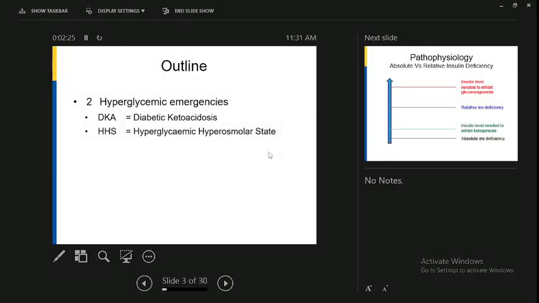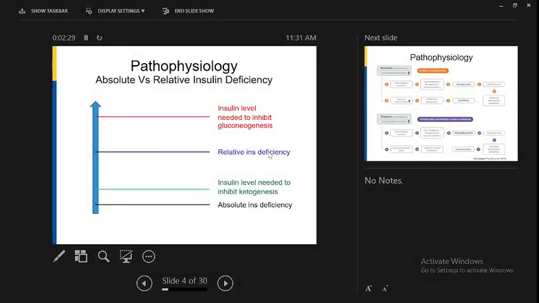First I will be discussing these hyperglycemic emergencies, diabetic ketoacidosis and the hyperglycemic hyperosmolar state. I'll go through the pathophysiology of those two conditions. Before going to that, I would like to discuss absolute versus relative insulin deficiency, terms that you should know when you are discussing the pathophysiology of this disease.